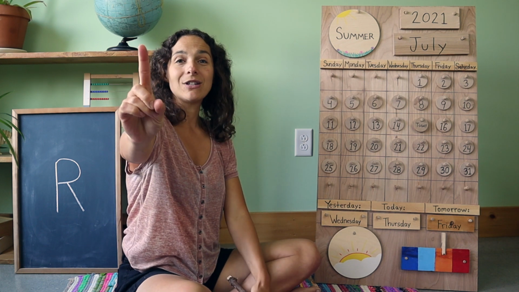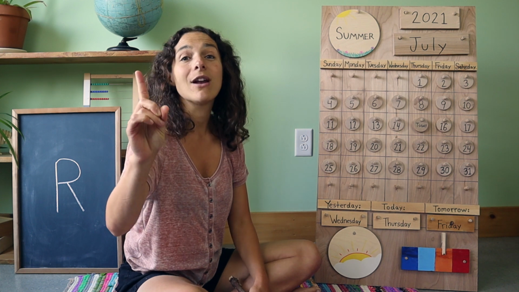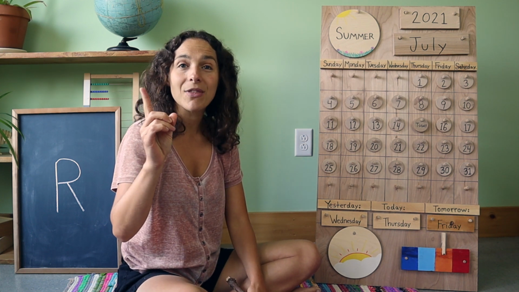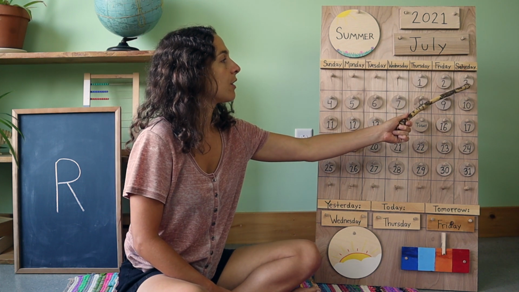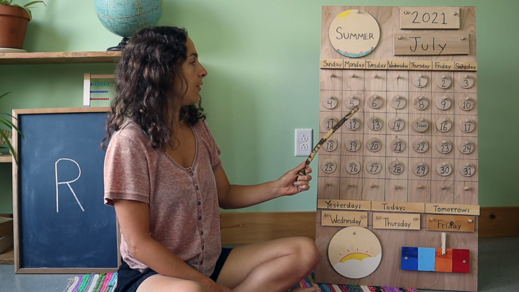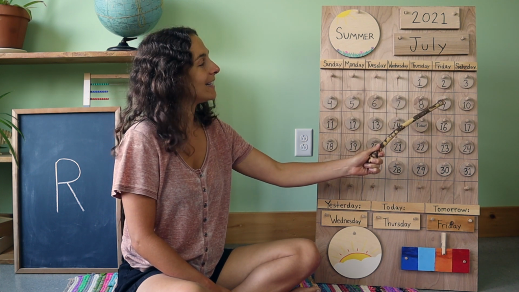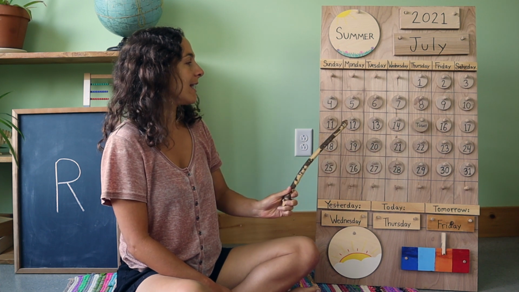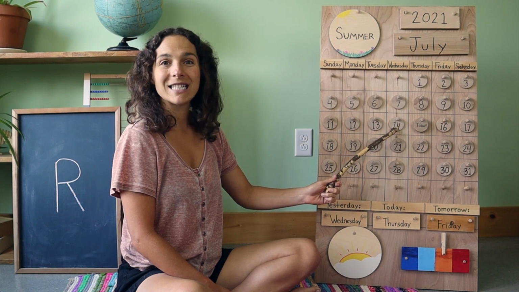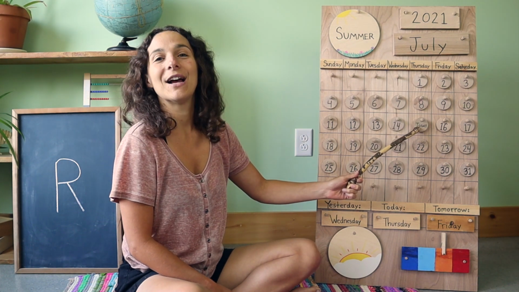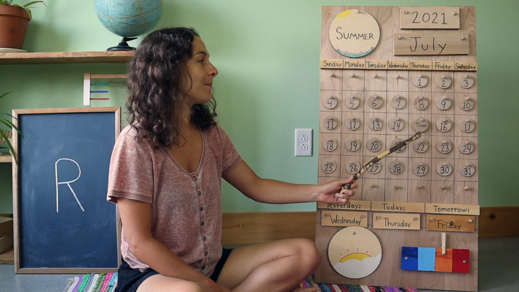Will you take out your counting fingers and warm them up to give them a little stretch? Let's count how many days we've had so far in the month of July. 1, 2, 3, 4, 5, 6, 7, 8, 9, 10, 11, 12, 13, 14, 15. We have had 15 days so far in the month of July.